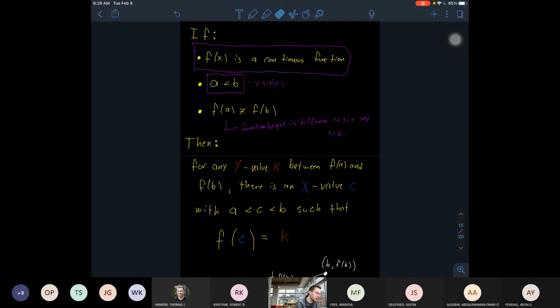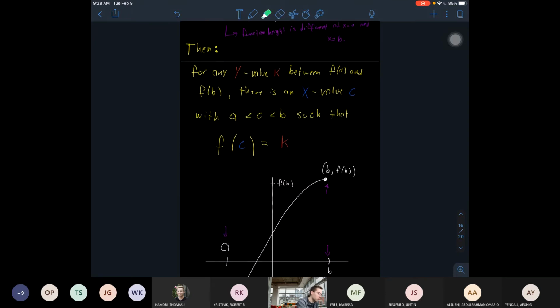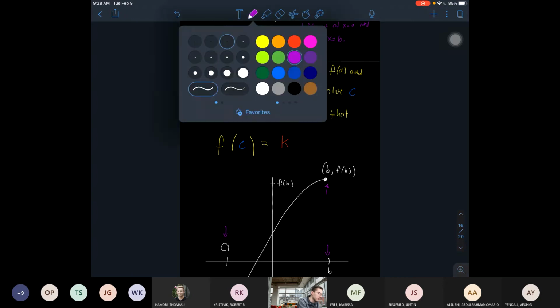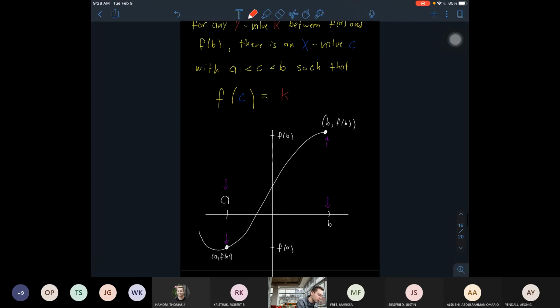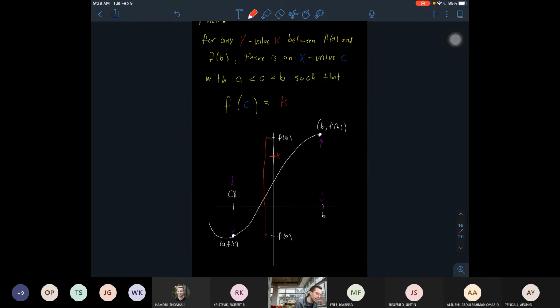Okay, it's saying something simple. What is it saying? Let's start by checking it out. We take some y value k, which is between f of a and f of b. Let's just start by taking that. I'll draw it with red since I wrote it in red. We take some y value anywhere in between f of a and f of b. Let's take maybe this one. That's my k. It's a y value which is between f of a and f of b.